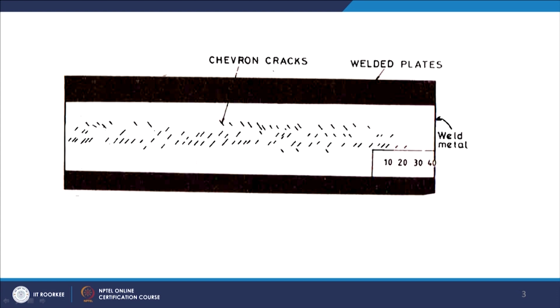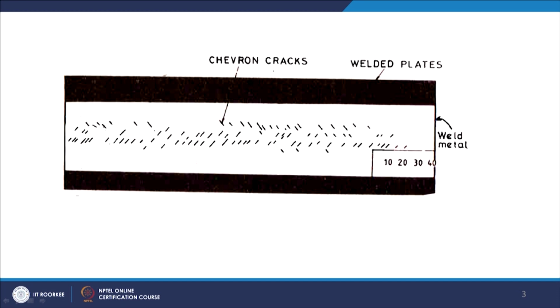Now, another theory about the Chevron cracks is that the cracking is all due to hydrogen embrittlement, taking place at different temperature ranges. Because of that, these Chevron cracks are coming.